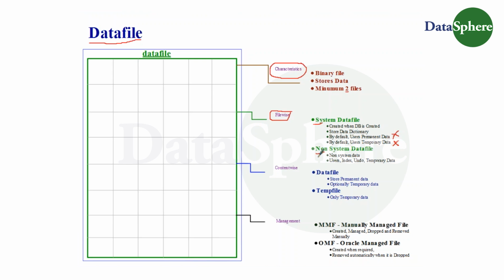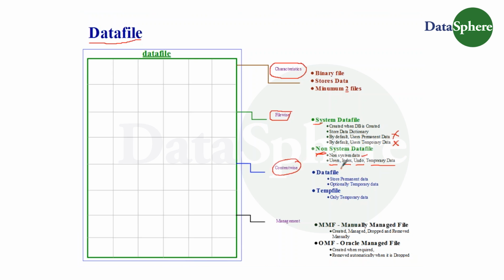In that case, what we have to do is create non-system data files through logical structures. They are meant for storing data other than system data, particularly users' permanent or temporary data. It can be table data or index data, and even undo data and temporary data also. Now we can come to the content of data files.